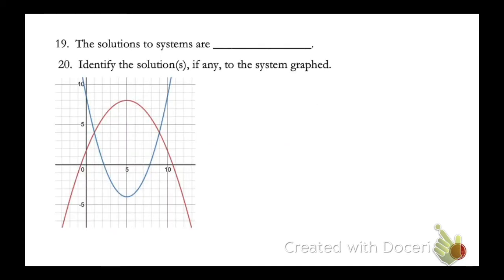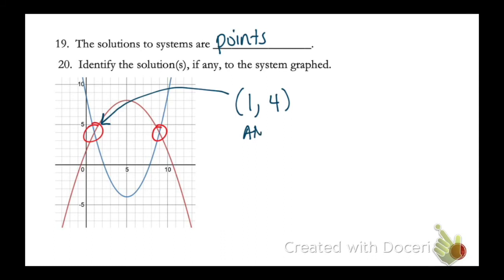For problem 19, we're asked the solutions to a system are, and the answer is points. So the way that we write our answer would be as coordinate points. And then for problem 20, we're supposed to identify the solutions if there are any, and it's where the two graphs cross. So these 2 points are my solutions, and I'm going to write those points out to the side. So those points are (1, 4) and (9, 4).